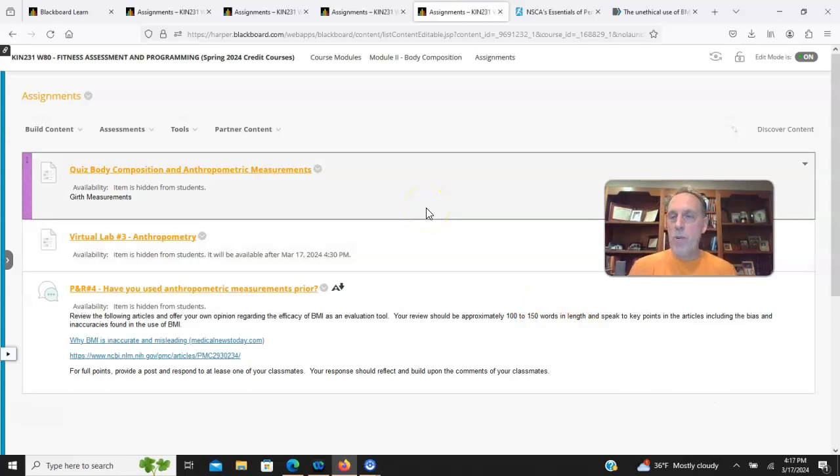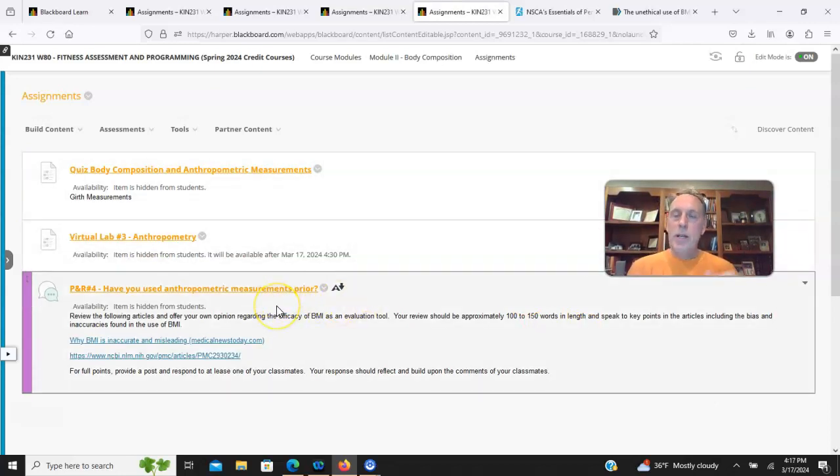The only other thing I have for you guys is the post and response, and that's basically when you look at this, I'm looking for you to take a look at both these articles, give them a read. You don't have to scrutinize them, but give them a read and offer your own opinion. What do you think of BMI? Do you think it's a great tool? Do you think it's an okay tool? Does it have its place in what we do? Or is it bunk? Just let me know.